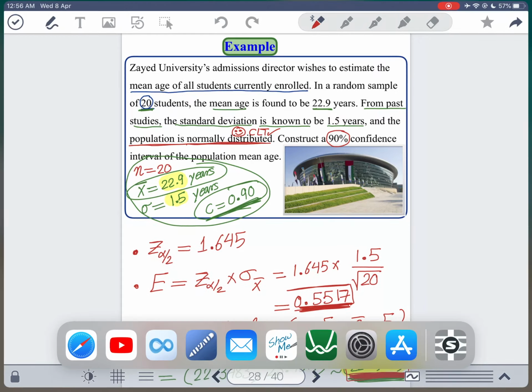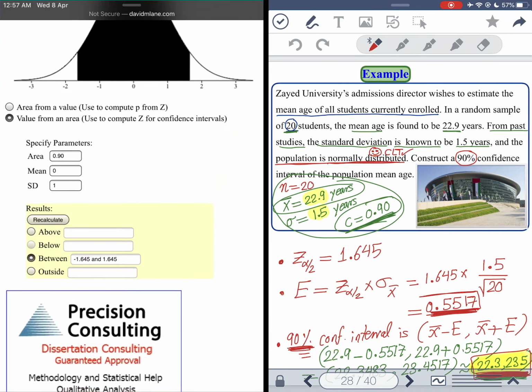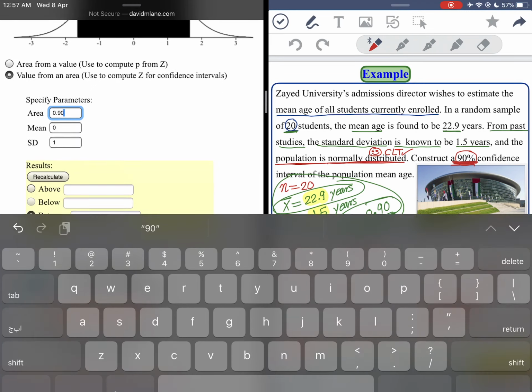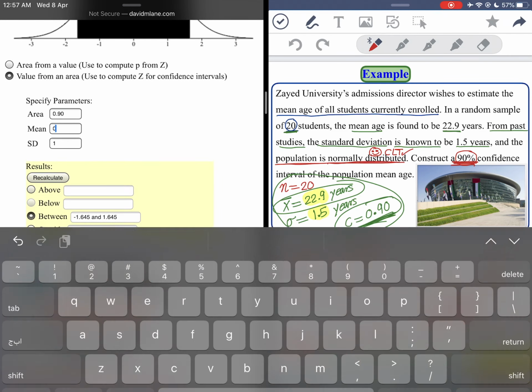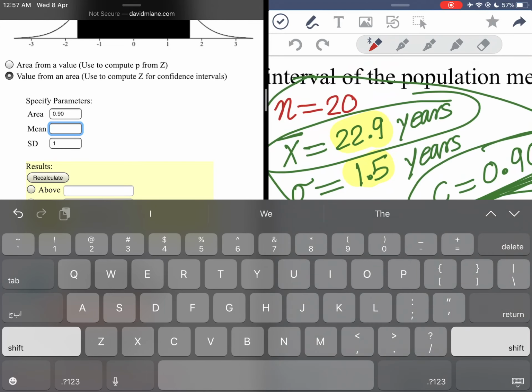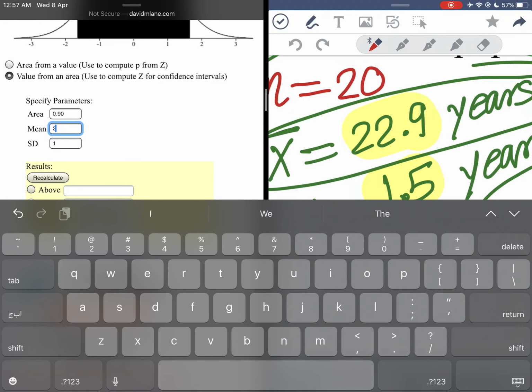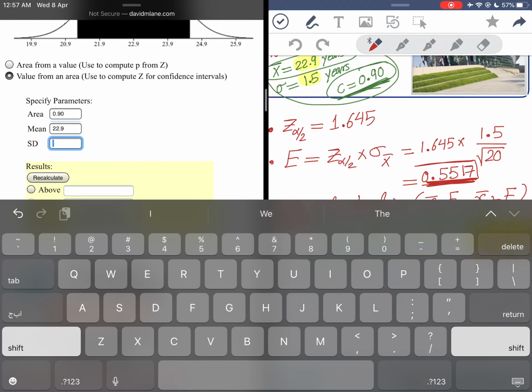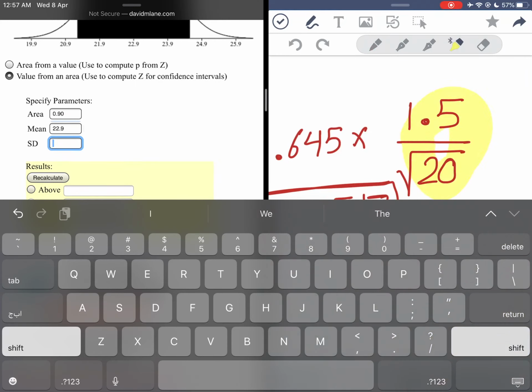Okay, so we will go to the online calculator now. You will be very pleased with this. So now we just will put the numbers. 90% confidence. First, value from area. I want 90% confidence. What is the mean here? The mean is, remember, the sample mean, of course, 22.9. So you'll put 22.9. Okay, standard deviation. This is sigma x bar, which is this number here.